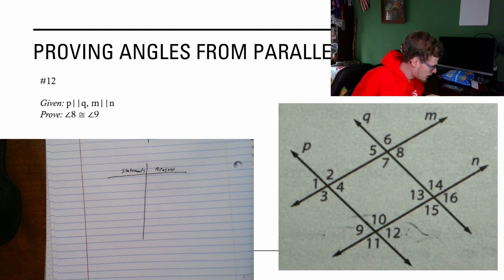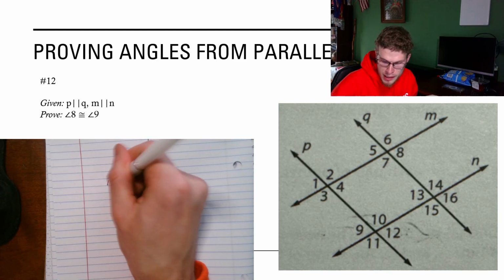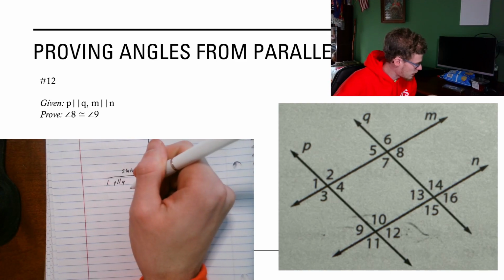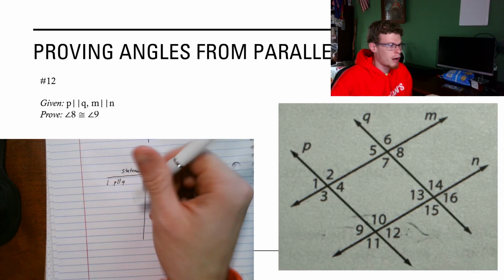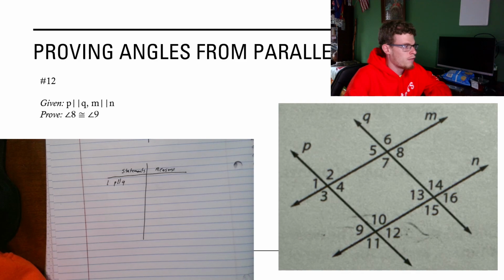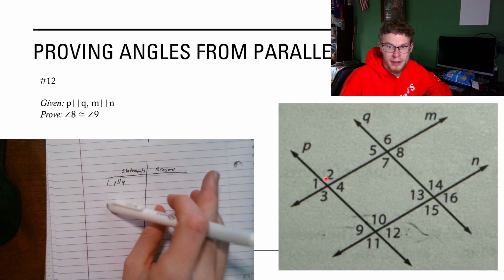All right, so first step here, P is parallel to Q. We are given that information. Why would we start with P is parallel to Q? Well, first of all, what are we trying to get to? Identify our end goal here. Angle 8 and angle 9 are on P and Q. So they are both on P and Q, right? So that's something we can use to help us. There's actually multiple ways to do this, but I'm going to try to use just P and Q, the fact that they're parallel, to prove that angle 8 is congruent to angle 9.